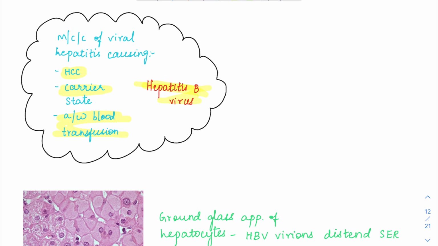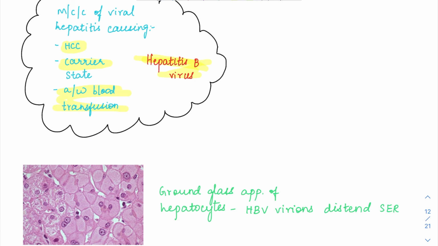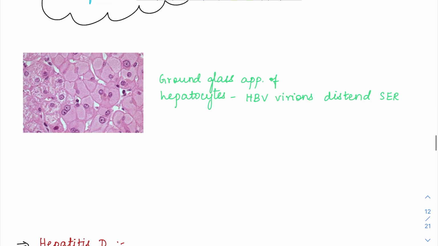So 30% risk I told, needle stick injury. So HBV can be transmitted through blood transfusion as well. So that highest risk is associated with hepatitis B here. So this is very important. So HBV, HCC, carrier state and blood transfusion. So it is the maximum for HBV.